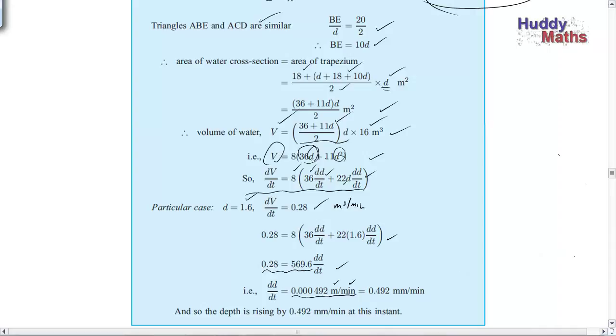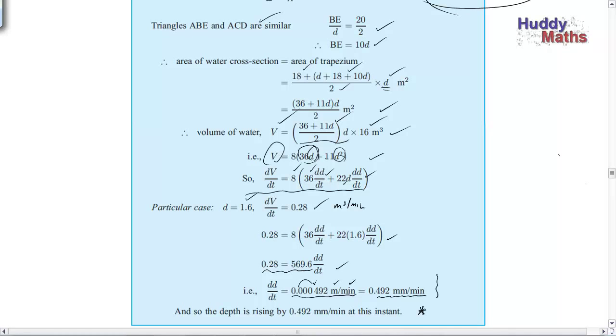Then we do have to do some conversions. So this is going to be 0.492 millimetres, isn't it? So converting by 1,000, it will be 0.492 millimetres per minute. Okay, and it's important to state your answer in the context of the question. Don't state the answer in mathematical language. We're solving a worded practical problem, so it's important to state the answer in the context in which it was given.